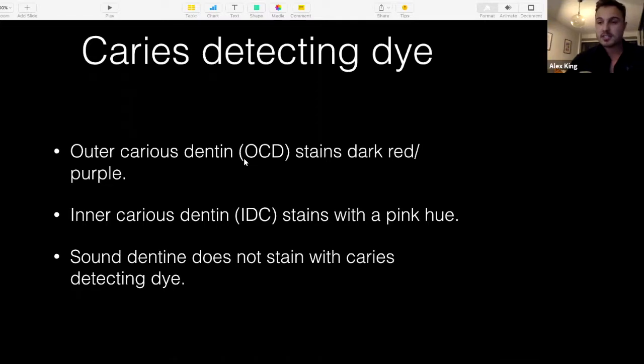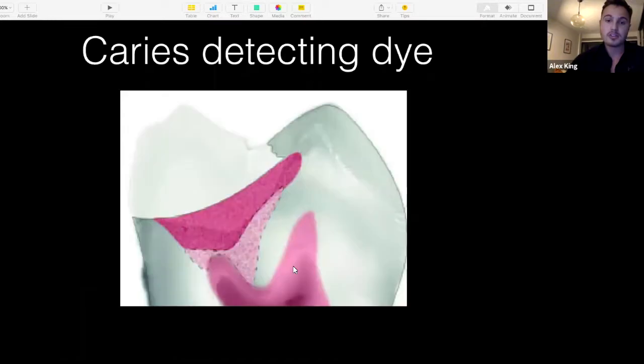And your inner carious dentine, your stuff that's more or less just over your pulp, and the first few millimeters of that, stains with caries detecting dye like a pink hue. And then sound dentine doesn't stain, and neither does enamel. So this is how we can start to see the different levels of decay and the different bacterial loads of actual caries. This is like a cross section of the tooth we see here. This is our pulp. And then this area here, which we see as a pink hue on a diagram, is the inner affected dentine. And then this is your outer infected dentine. So this is how it should kind of show in the tooth in the pictures I'll show you going forward, okay?